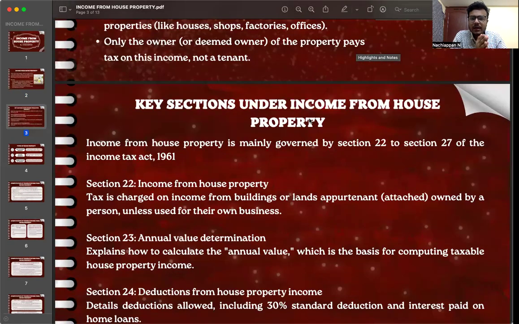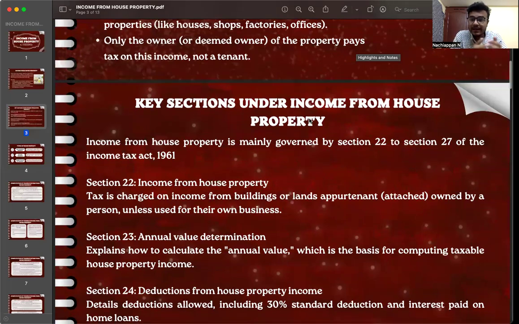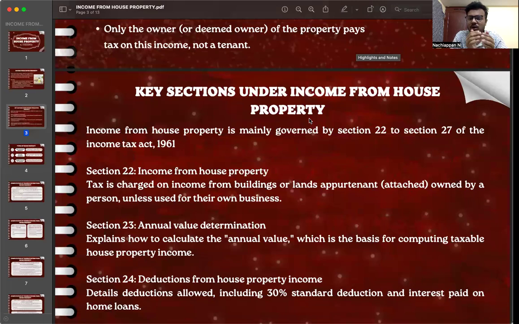So the income from house property is governed from Section 22 to Section 27 of the Indian Income Tax Act. Section 22 talks about what is income from house property, right? Like I mentioned before, it's the tax that is charged on ownership or lending out of buildings and lands attached to it by the owner. It's only for the owner's income. It is not subject to tax if the owner uses it for his own business.